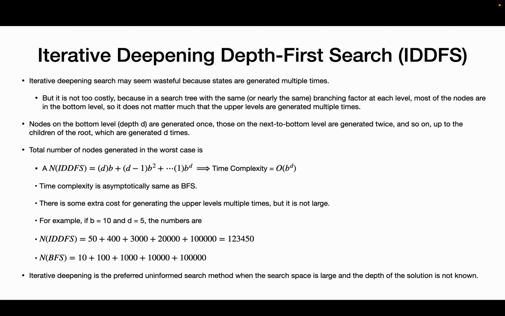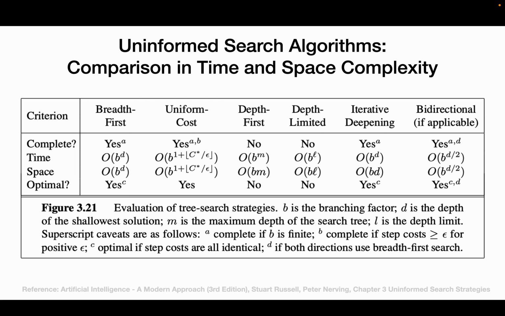So iterative deepening is the preferred uninformed search method when the search space is large and the depth of the solution is not known. That's one of the important conclusions we are getting from the uninformed search algorithms. Whenever the search space is large, IDDFS will be beneficial. It is a complete algorithm, it is optimal, and it has a time complexity of order of B power D and a space complexity of order of BD. So it gets the advantages of both BFS and DFS.